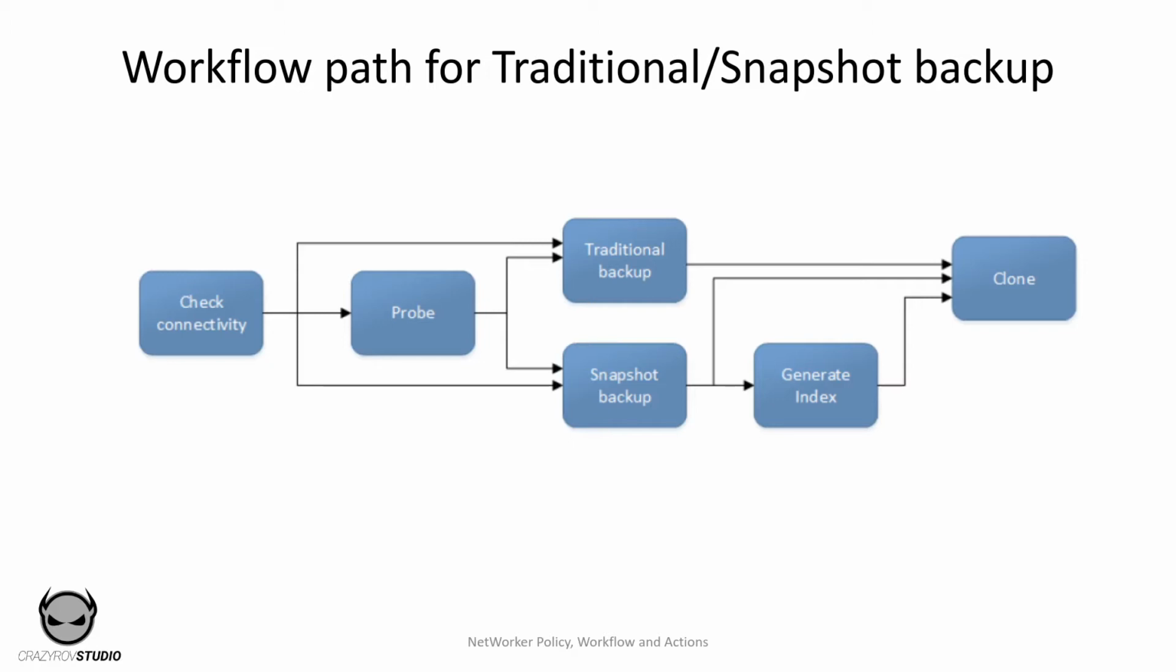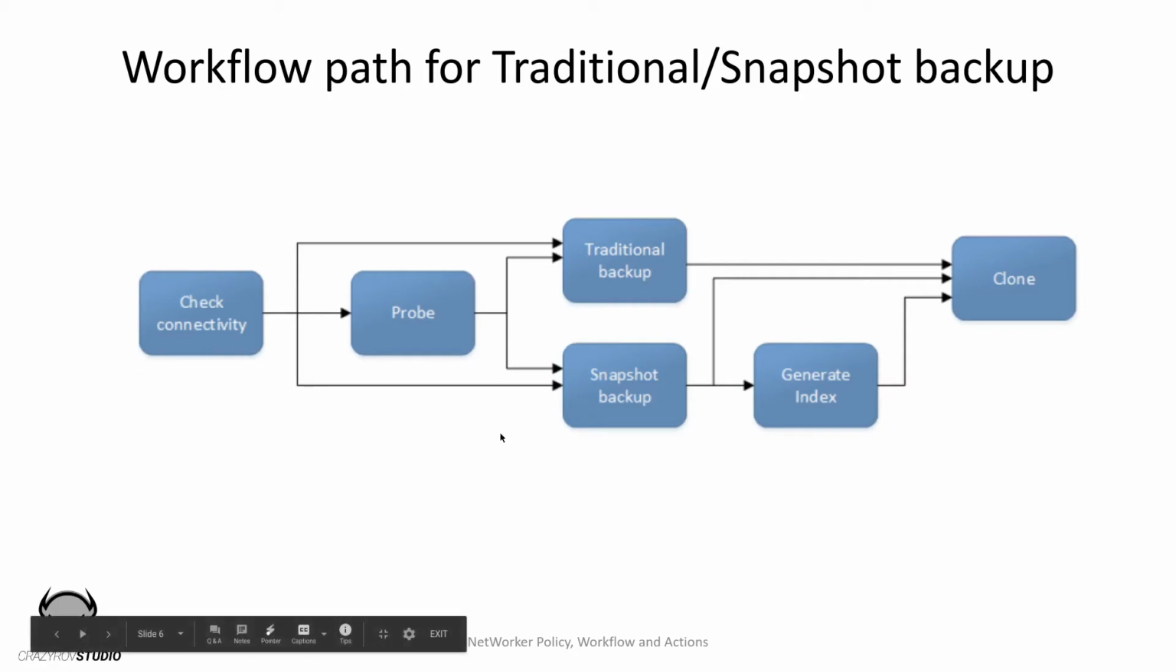A quick note here, you can only choose the next action in the path shown, but not the other way around. Meaning, if you have selected probe as your first action in the workflow, you cannot select check connectivity action to be run after probe. So a check connectivity always should be the first action that runs in the workflow. So in the workflow path here, we have check connectivity action first.